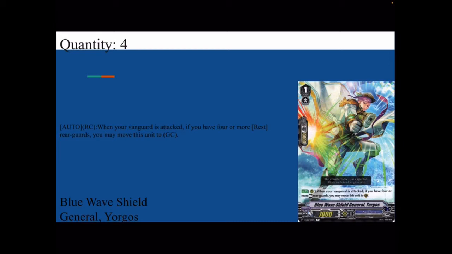And most of the time, you are going to have 4 or more rested rearguards. The only reason why you wouldn't is if your opponent nuked your board. But even then, that's not necessarily a problem, because only Kagero, Narukami, and very select other clans do that, and they don't even do it that much if they're not one of those two. So, very helpful card, 4 copies.